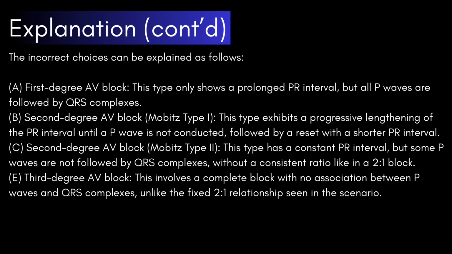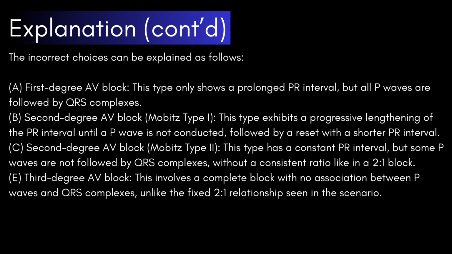A, first degree AV block. This type only shows a prolonged PR interval, but all P waves are followed by QRS complexes. B, second degree AV block, Mobitz type 1. This type exhibits a progressive lengthening of the PR interval until a P wave is not conducted, followed by a reset with a shorter PR interval.